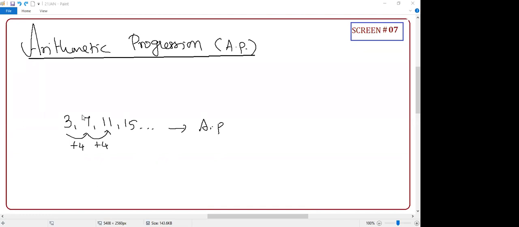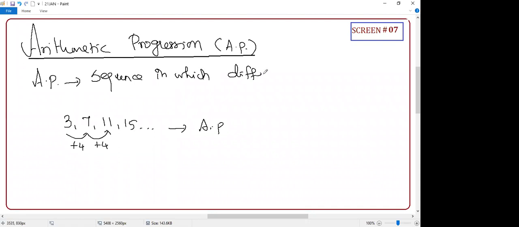Okay, an AP is a sequence. When you are defining, this is the English meaning. You have to say first that it's a sequence. It's a sequence in which the difference between any two consecutive terms is constant. What is that? It's a sequence in which the difference between any two consecutive terms, it's very important.